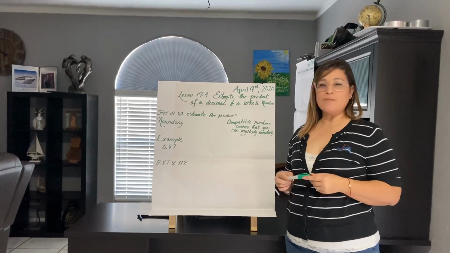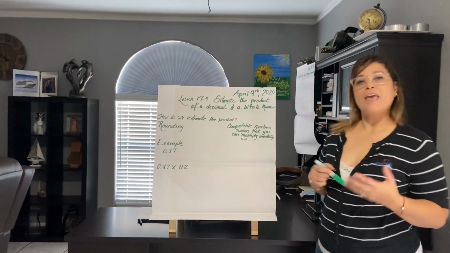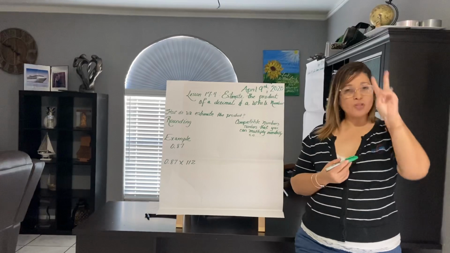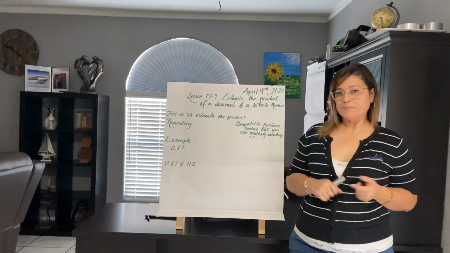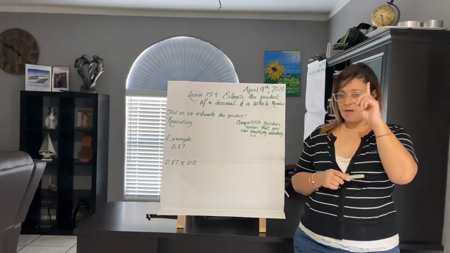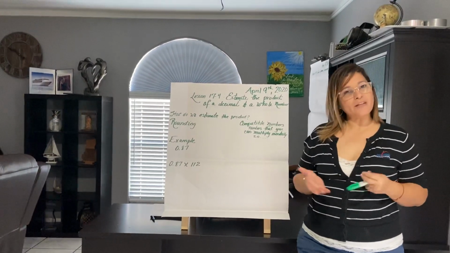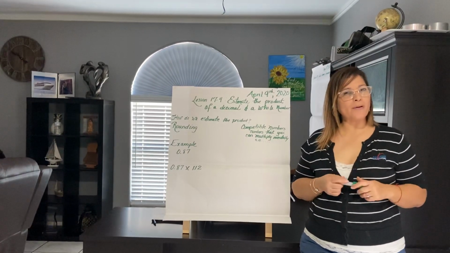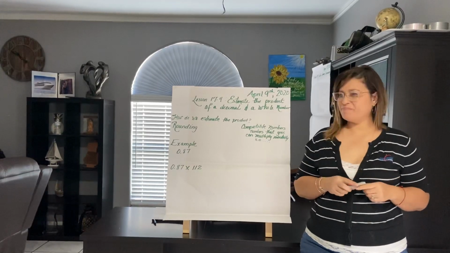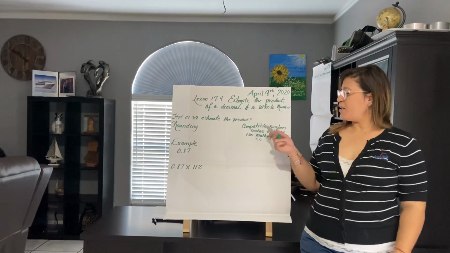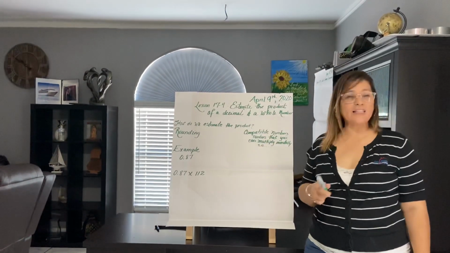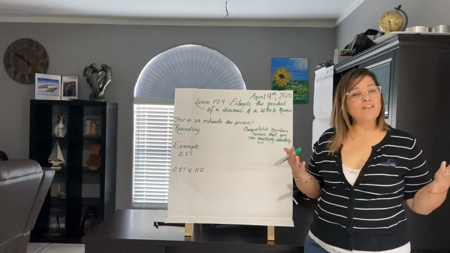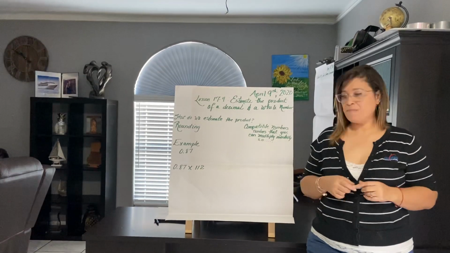Estimate the product of a decimal and a whole number. In our past lessons, when we were back in school, we did estimating, and there's two ways that we can estimate. Let's see if you remember. Rounding is one. And what would be another one? Compatible numbers. What are compatible numbers? Let's see if you guys remember. Sure? So yes, it's a number that you can multiply mentally. So like 5, 10, anything that ends in 0 or in 5, it's easier for us to multiply mentally.